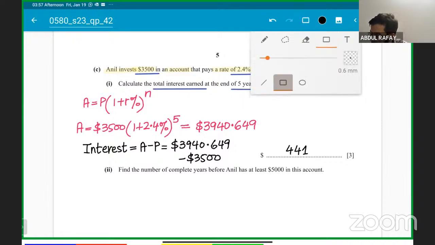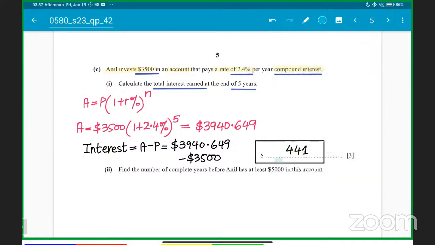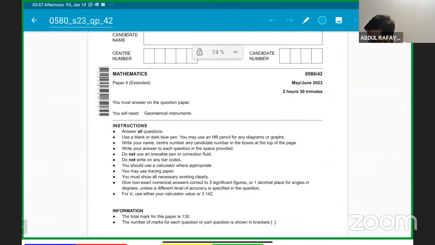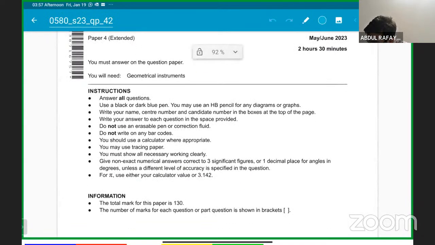Everyone getting it clear? Understood? So I'll write it down, rounding off to 441, three significant figures, okay? Because the examiner always says, follow these instructions: unless it is mentioned otherwise, give non-exact numerical answers correct to three significant figures.